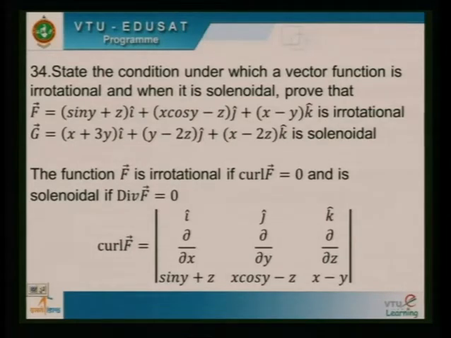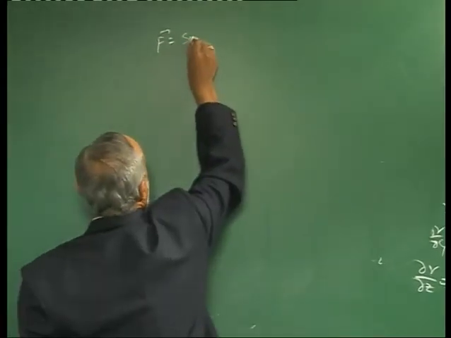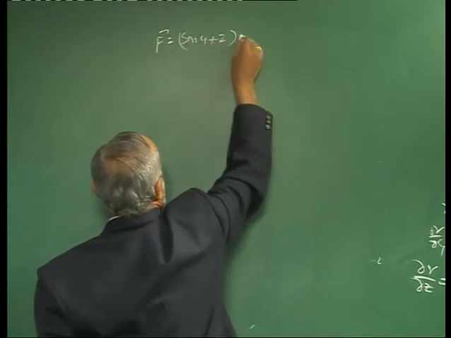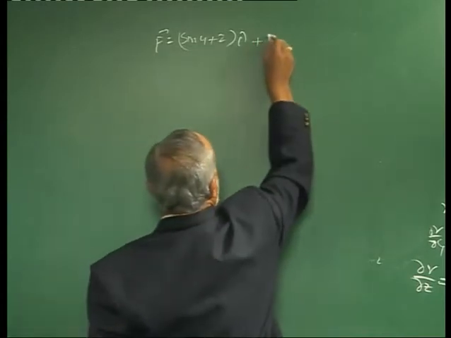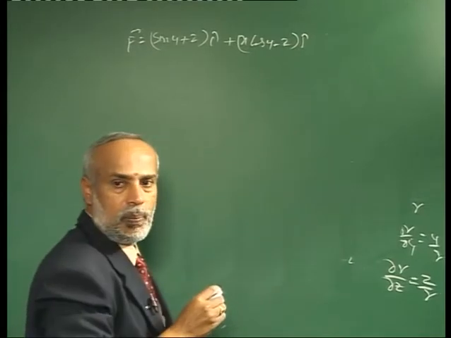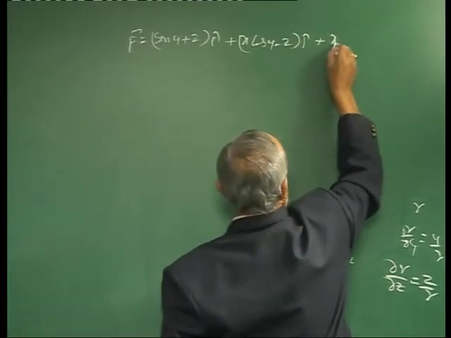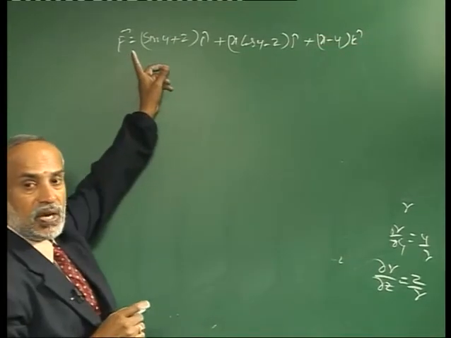Irrotational means, what is the given function? f vector is equal to sin y plus z into i vector plus x cos y minus z into j vector plus x minus y into k vector. This is the given function f vector.